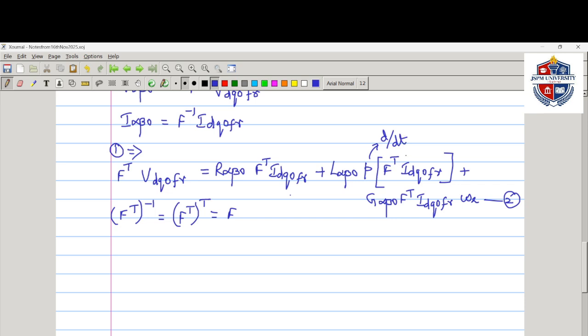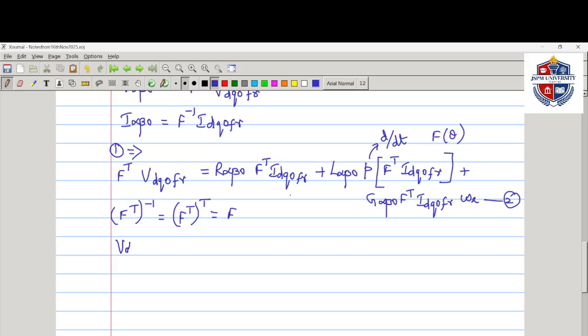But F is a function of theta, right? So how can we derive this now? First, let me explain how I am transferring F transpose to this side. So already we know F transpose inverse is nothing but F.